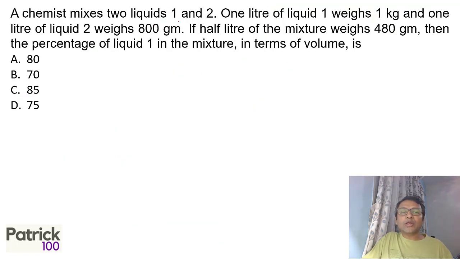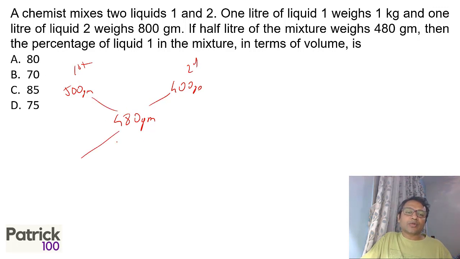A chemist mixes two liquids 1 and 2. 1 liter of liquid 1 weighs 1 kg and 1 liter of liquid 2 weighs 800 grams. Half liter mixture is there. So by mixing the two, we get 480 grams. So it's mixing two quantities. You can use alligation. When you use half liter of first, it becomes 500 grams. When you use half liter of second, it becomes 400 grams. This is the first liquid, second liquid. But you get an average of 480. So try to use alligation. You will get 20 out here, 80 out here, or 4:1.